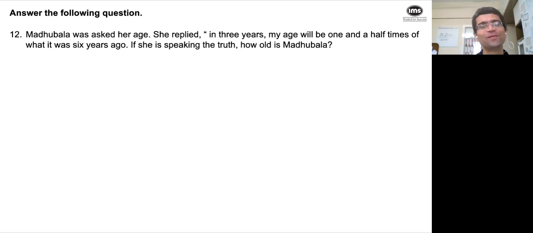Okay. So Madhubala was asked her age. She replied, in 3 years, my age will be 1.5 times of what it was 6 years ago. Question is, how old is Madhubala? That means her present age has been asked.